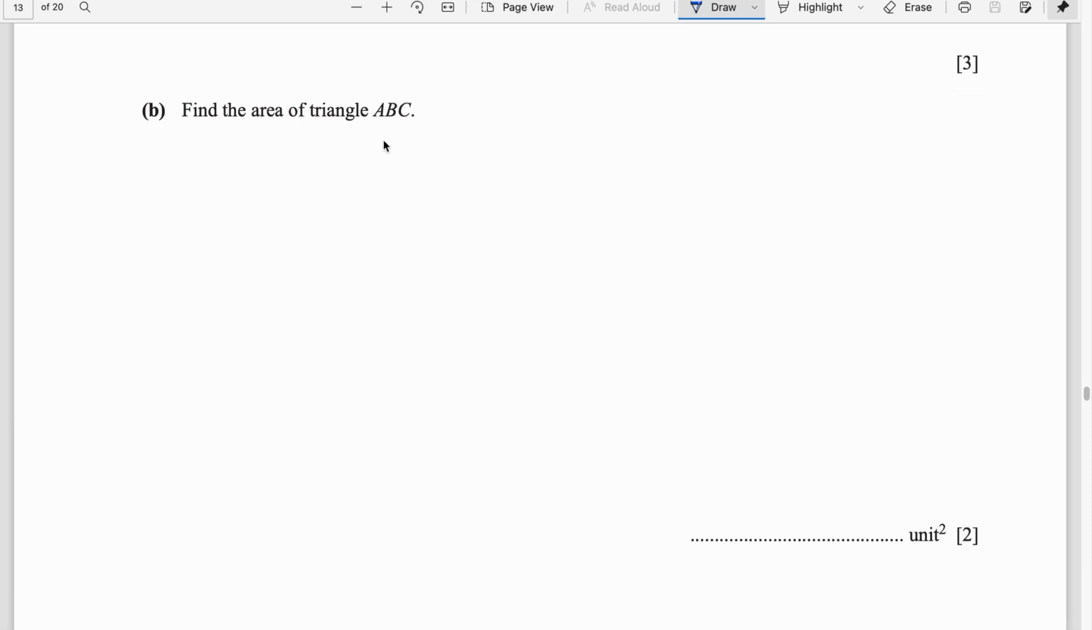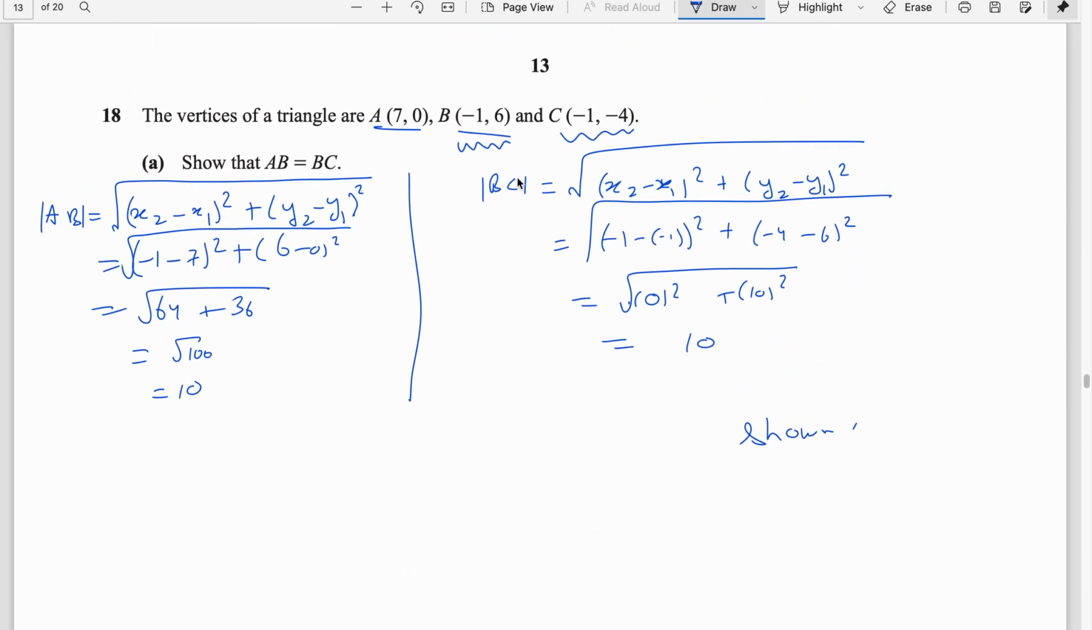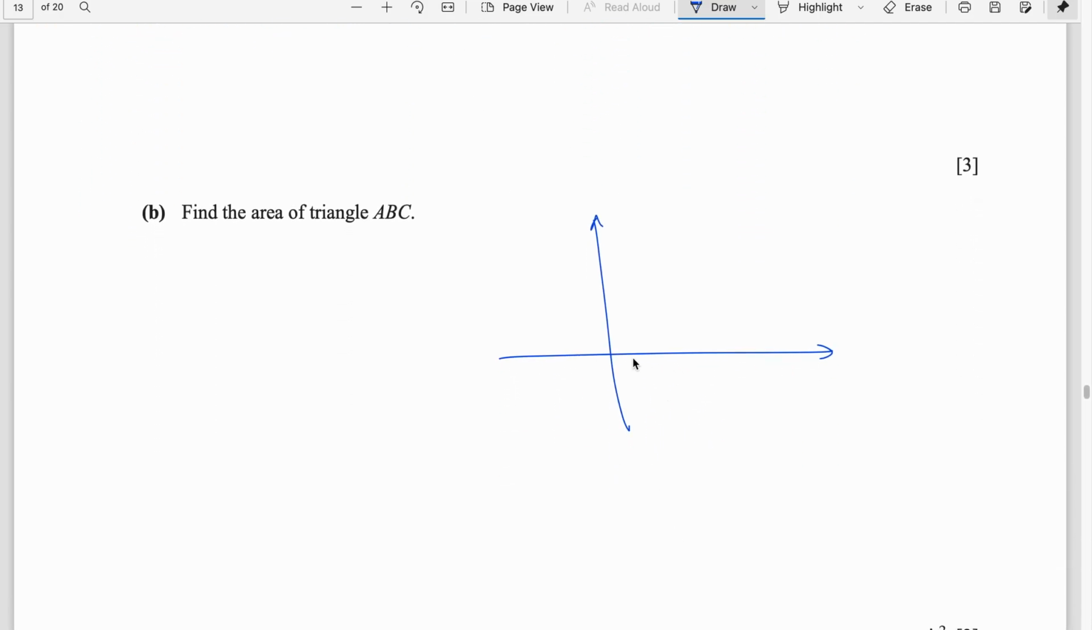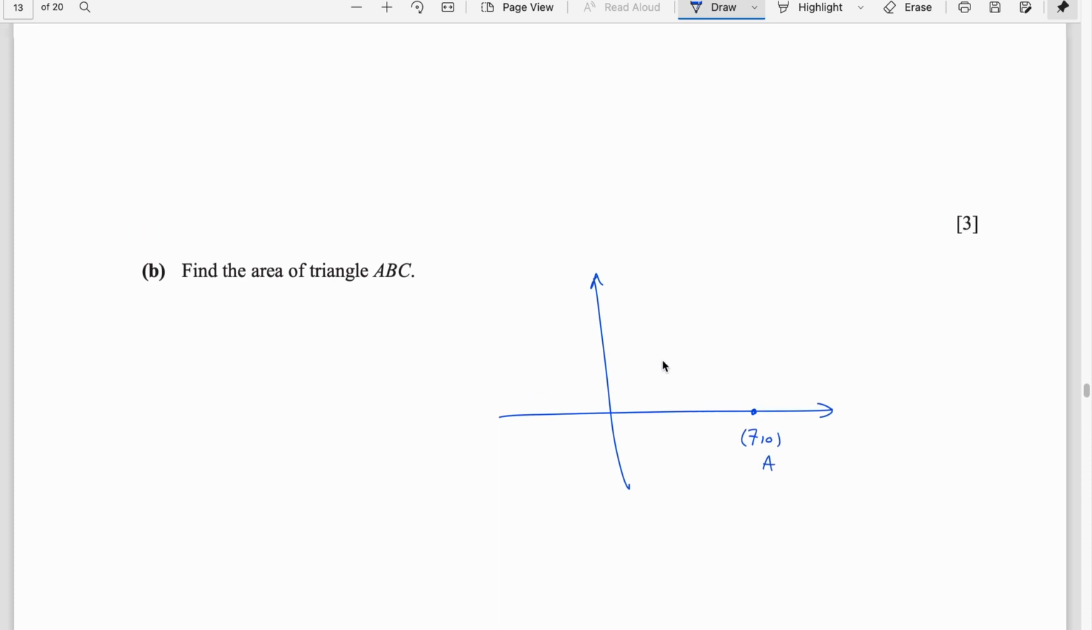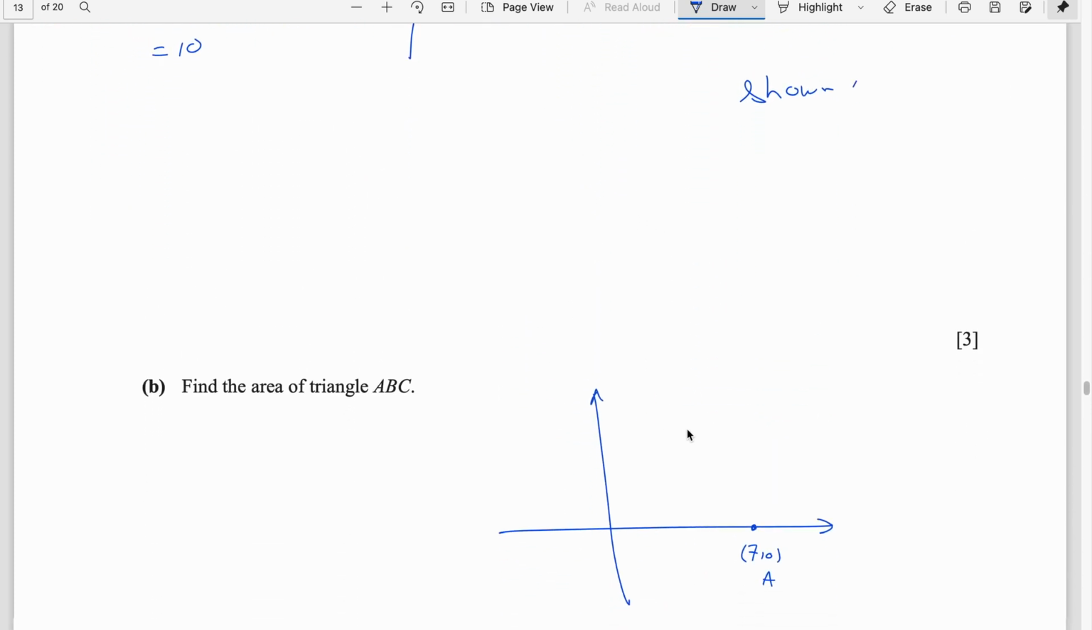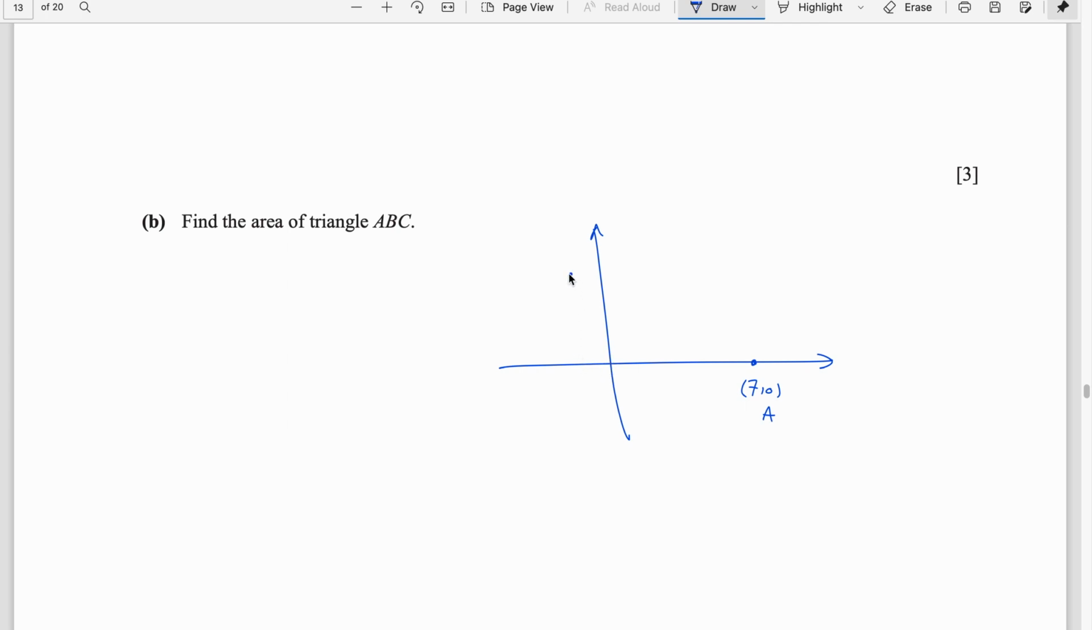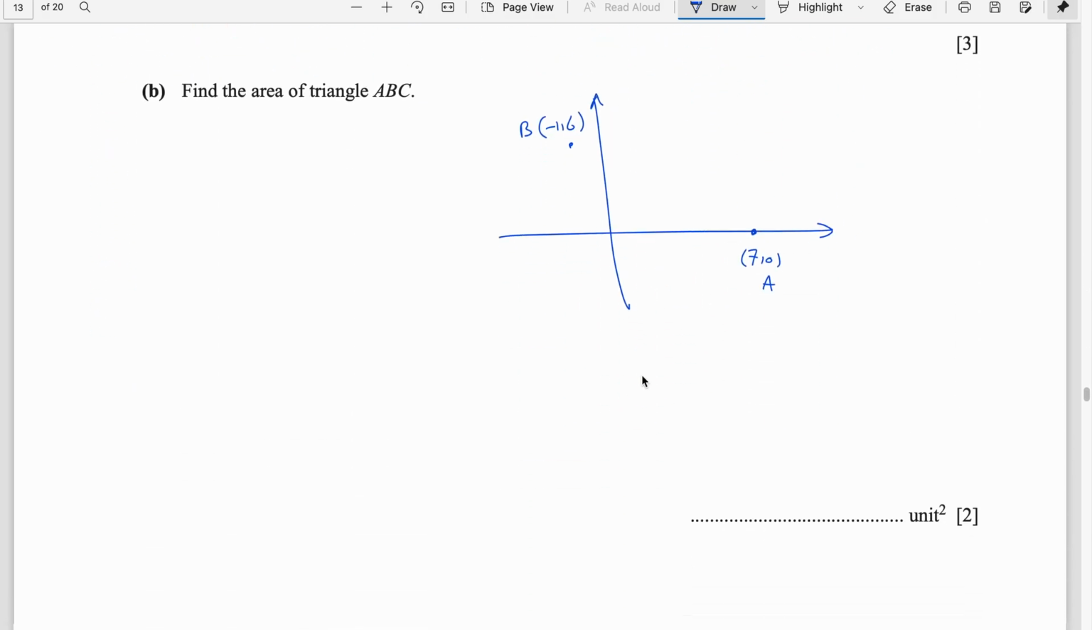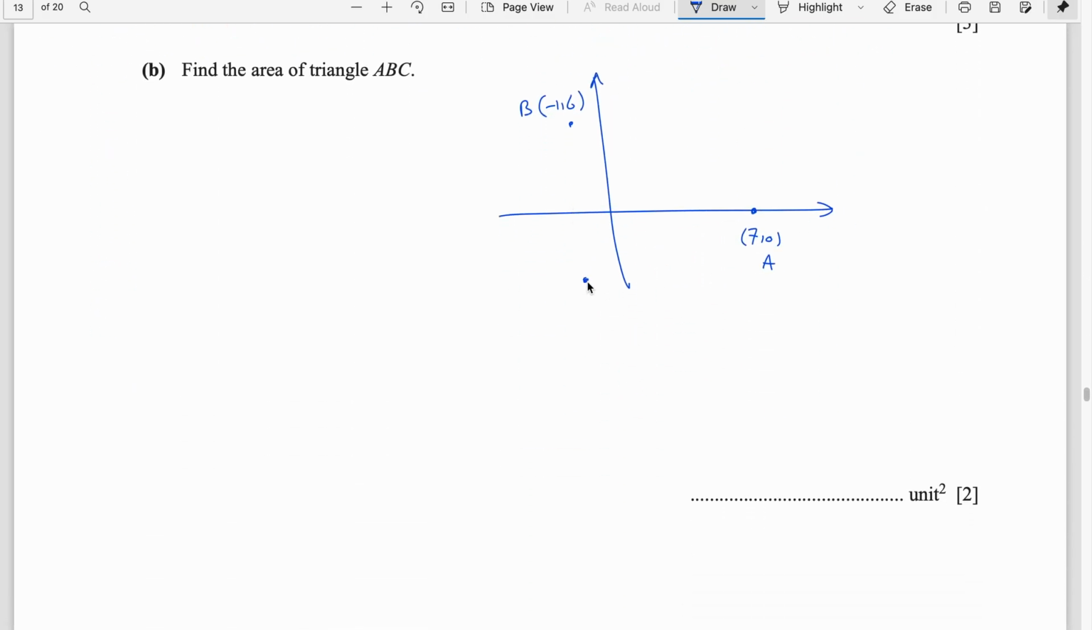B part says find the area of triangle ABC. In order to do that, I may wish to make a sketch. So this is 7, 0, just an idea, X7, Y0, a rough sketch. That is A. B is minus 1, 6, X minus 1, Y6. And C is X minus 1, Y minus 4, minus 1, minus 4, which shows that they are vertically above each other.